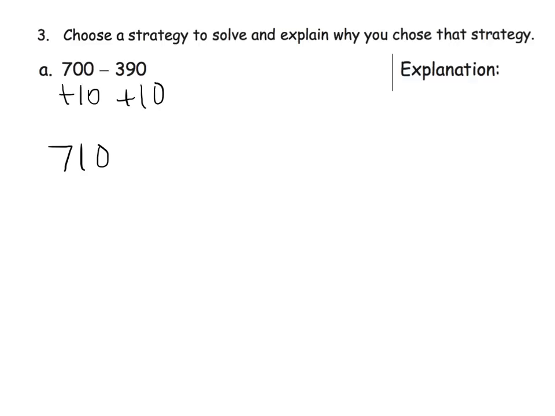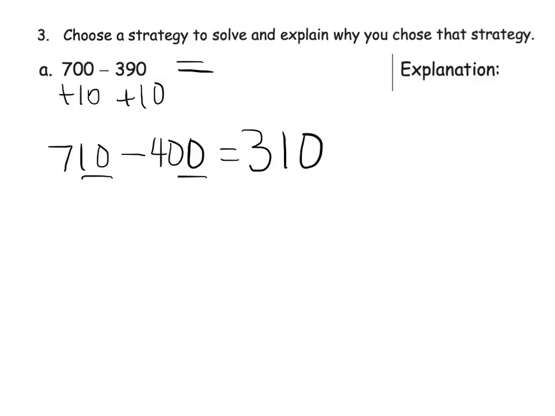Our problem is going to be 710 minus 400. But this problem is going to give us the exact same answer as 700 minus 390. So now we can subtract 710 take away 400. 700s take away 400s gives us 300s, and then 10 take away nothing is 10. So our answer is 310, so that means this answer is 310.